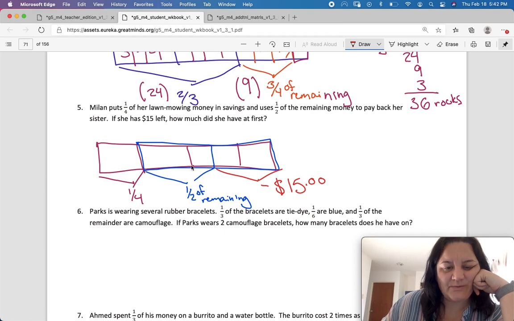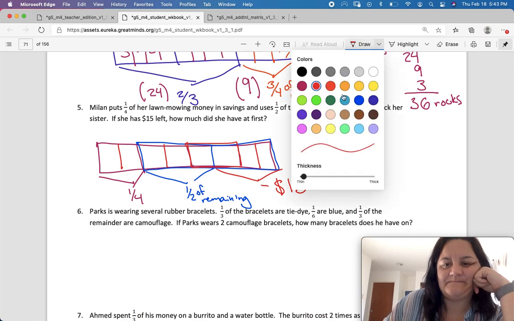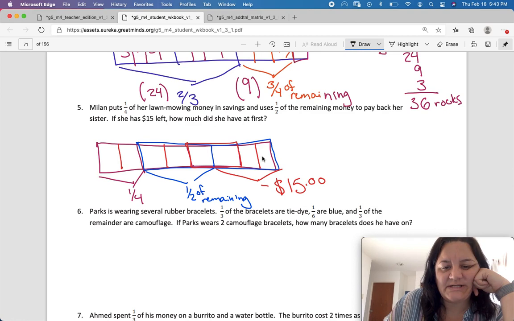Each of these red squares I had to cut in half. So I'm going to cut this one in half, and that one in half, and that one in half. That way, this one that I already cut in half is even. So this section here, maybe if I go to black, this section here is equal to $15.